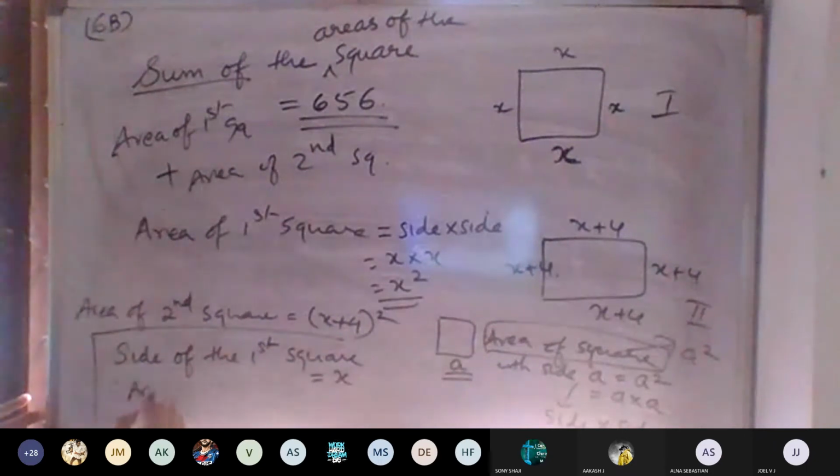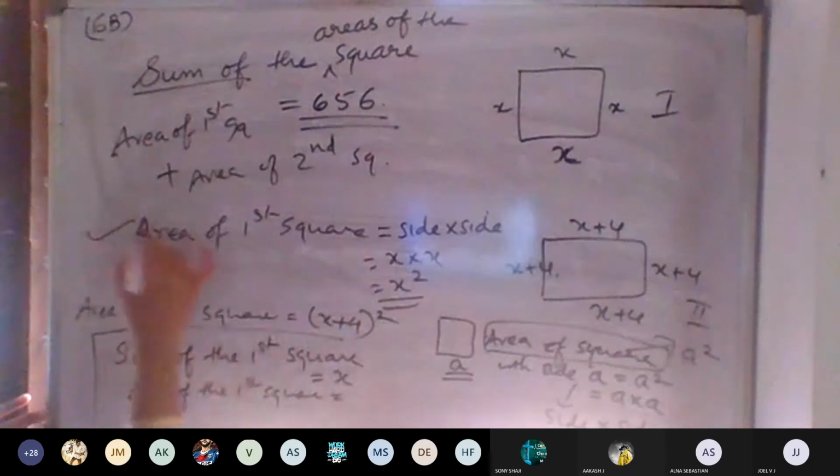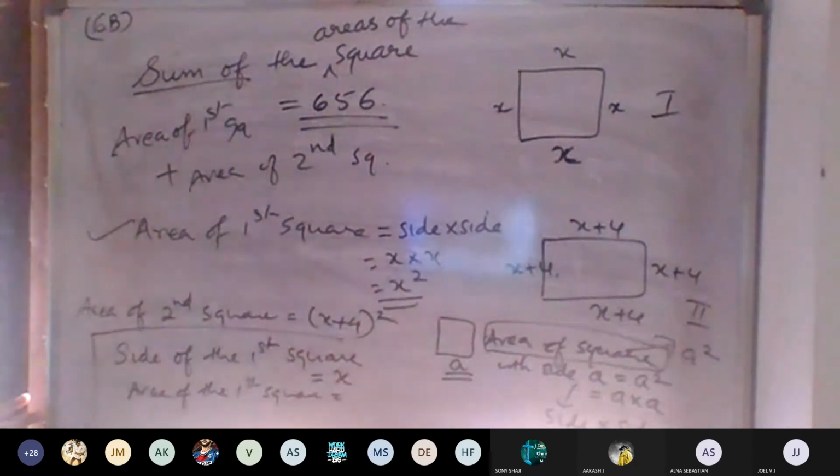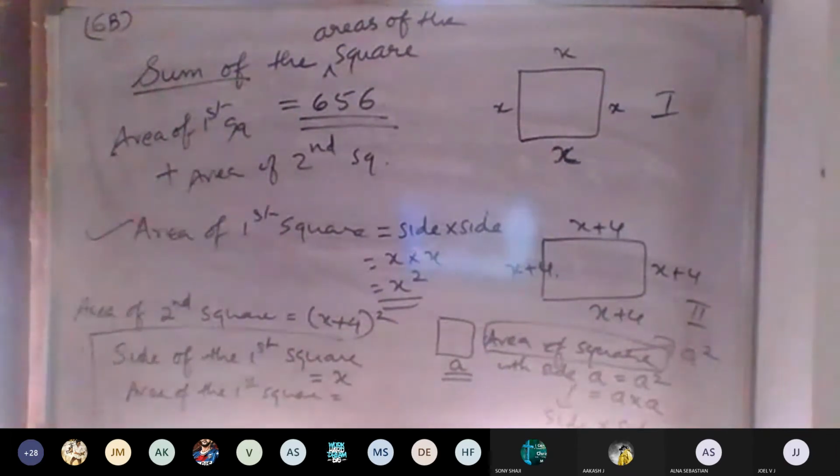Therefore, area of the first square is equal to side into side, which is equal to x into x, x square. Okay. Side of the first square, area of the first square.